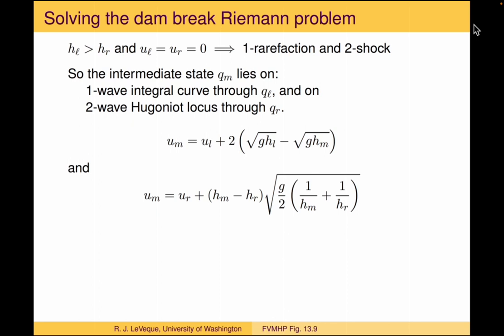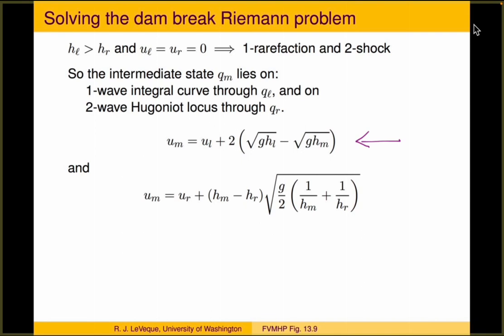And again, those two curves, well, one's a 1 wave and one's a 2 wave, but also one's an integral curve, one's a Hugoniot locus. So the two formulas look somewhat different. The one on top is for the integral curve that we derived a moment ago. And this is for the Hugoniot locus going through the right state, which we derived in the last lecture. And so we need our point UM to satisfy both of these equations.